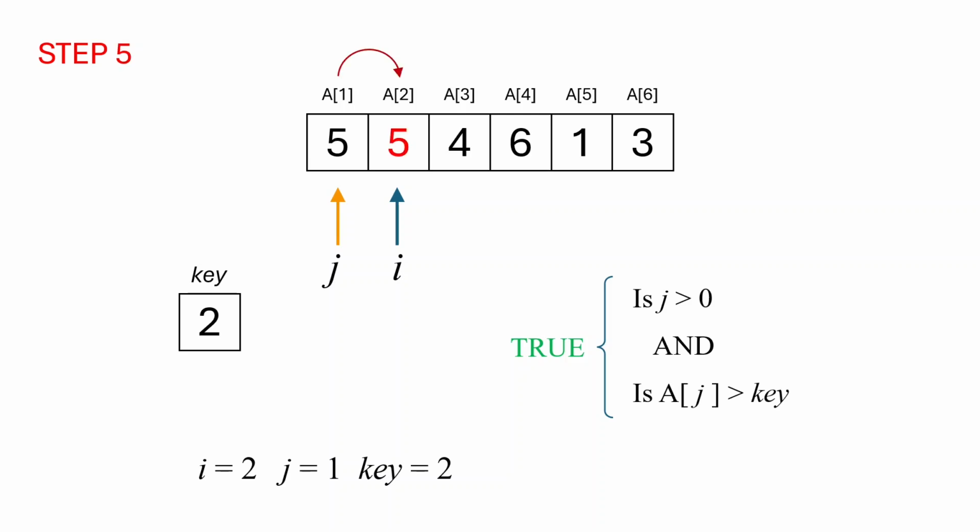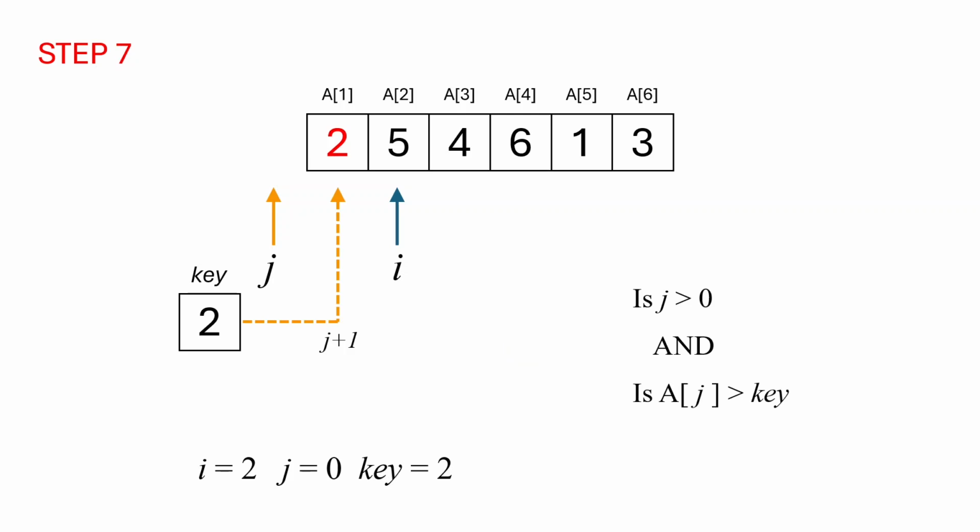So what's going to happen inside of that loop is I'm going to copy the element pointed to by j into the element position pointed to by I. So I'm just going to move that 5 over. And then I'm going to decrement j. Well, what's going to happen is when we run through this loop again, it's going to be false because j is no longer greater than 0.